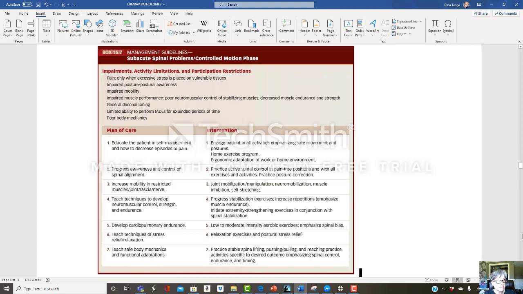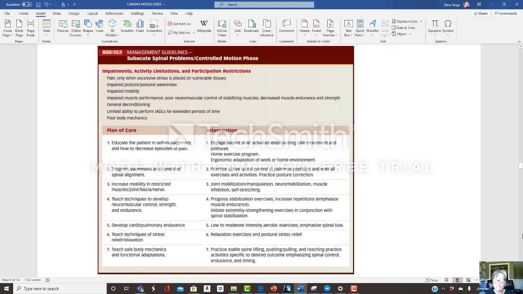Teach techniques to develop neuromuscular control, strength, and endurance. Progress stabilizing exercises, increase repetitions, emphasize muscle endurance. Initiate extremity strengthening exercises in conjunction with spinal stabilization. Develop cardiopulmonary endurance. Low to moderate intensity aerobic exercises emphasize spinal bias. Teach techniques of stress relief and relaxation exercises and postural stress relief.